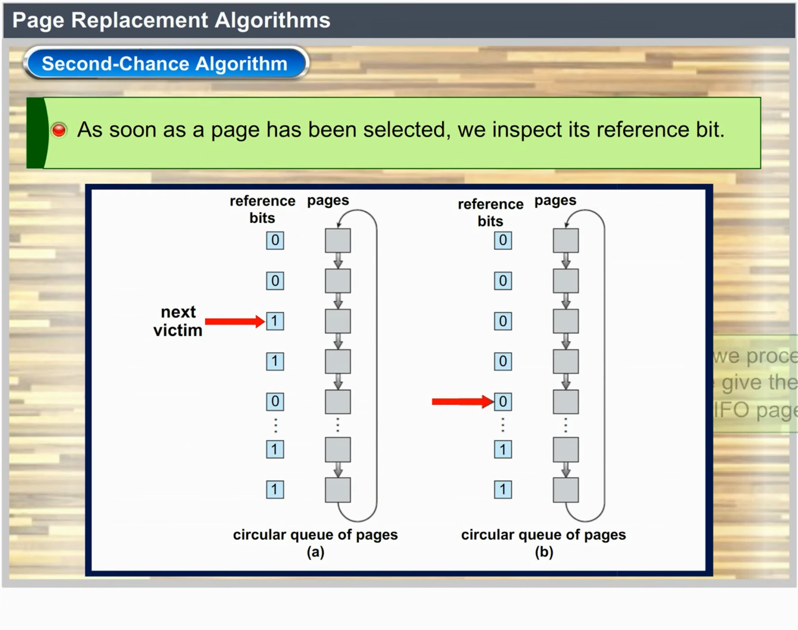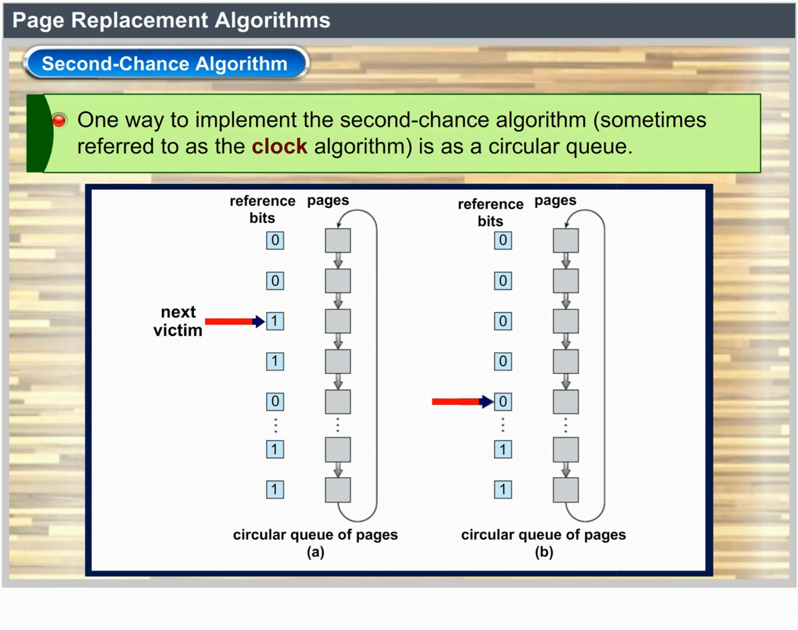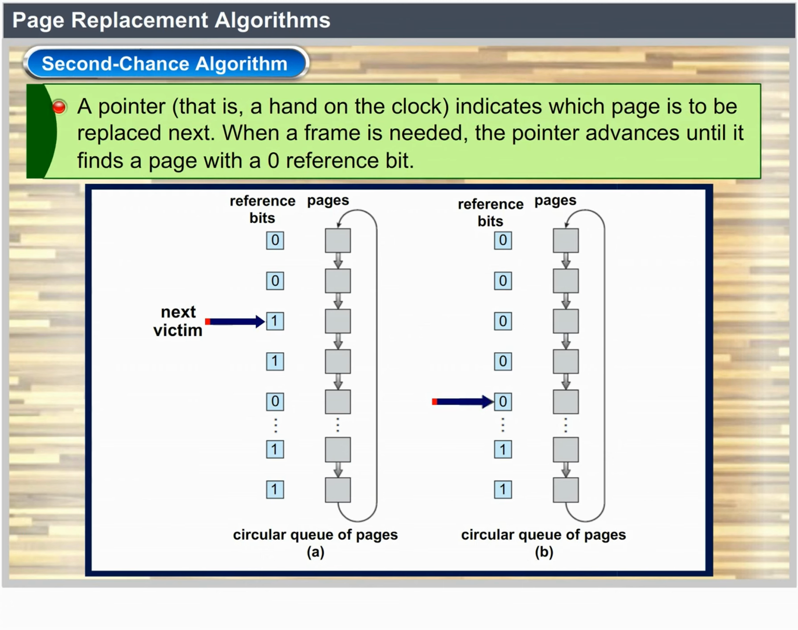In addition, if a page is used often enough to keep its reference bit set, it will never be replaced. One way to implement the second chance algorithm, sometimes referred to as the clock algorithm, is as a circular queue. A pointer, that is, a hand on the clock, indicates which page is to be replaced next. When a frame is needed, the pointer advances until it finds a page with a 0 reference bit. As it advances, it clears the reference bits. Figure shows second chance clock page replacement algorithm.